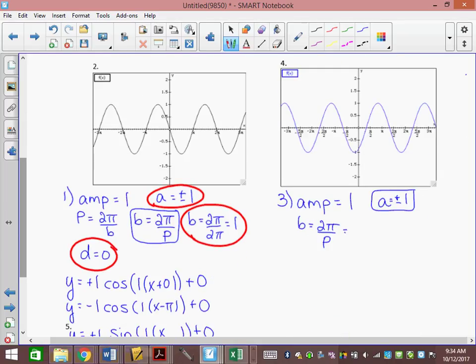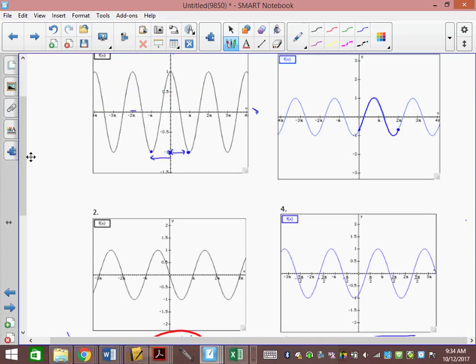So in this case, it's going to be 2 pi over 2 pi. The period's 2 pi. So B is 1 again. Is B always 1? No. These are just the easier graphs that we're doing first. What's the D value? What's the midline? Where does this graph cut in half horizontally? At y equals 0.